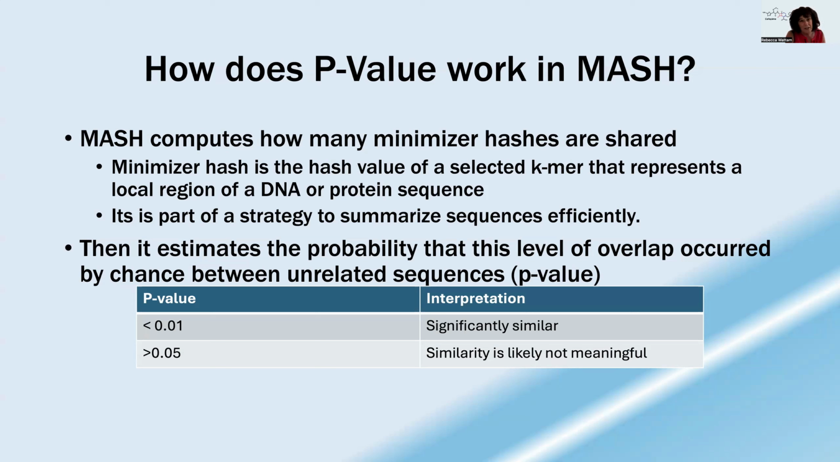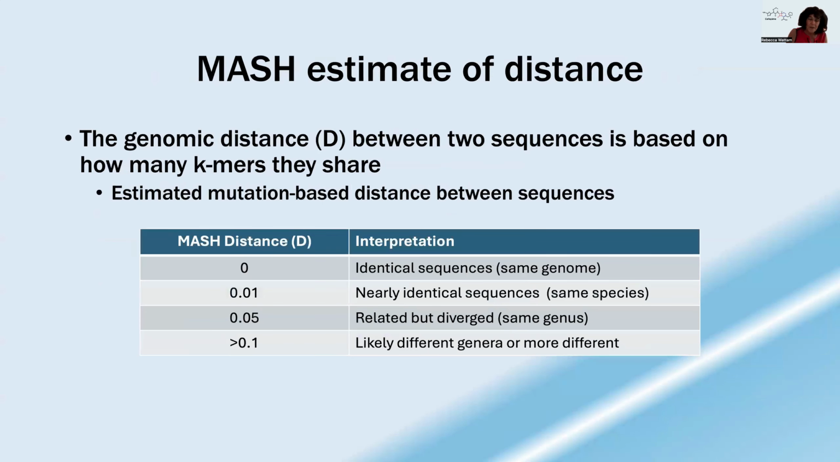Now, most of us have taken statistics and we understand a p-value. If it's less than 0.01, that means it's statistically significant. And if it's greater than 0.05, it means that similarity is probably not meaningful. Mash also gives you a genomic distance between the two sequences, whatever data you're comparing to whatever genome it says is closest to. So it's really a mutation-based distance between the sequences.